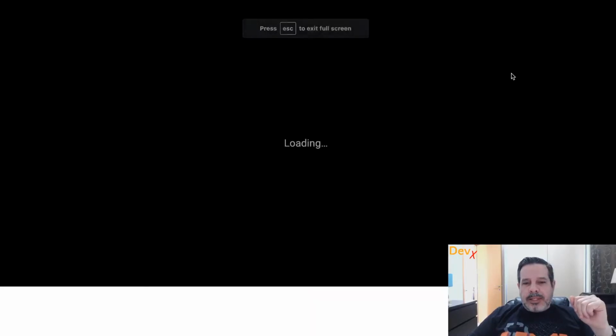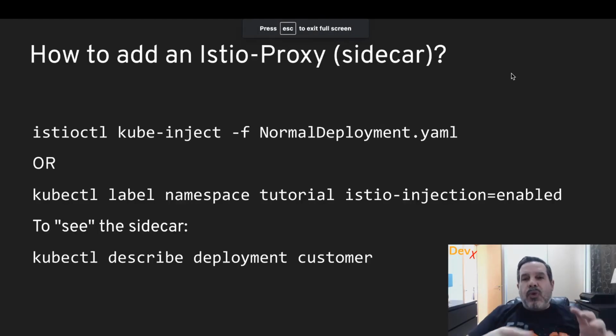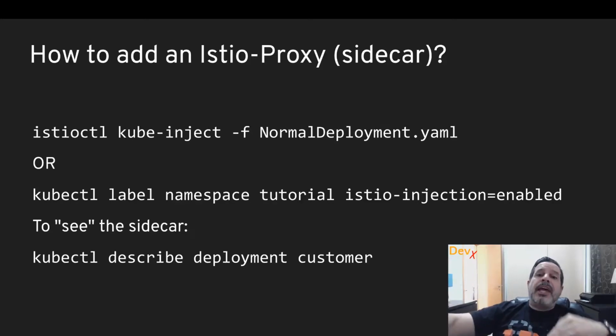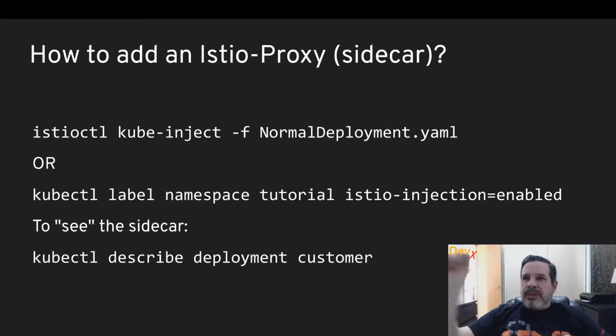So what else can we do with Istio? Well, before doing some things here with Istio, let's understand how we can inject a sidecar in our application. We have two ways. We can use the istioctl command with the parameter kube-inject. Then you give the name of the deployment, the name of the file. That will generate a new file with the proxy declared inside your pod.